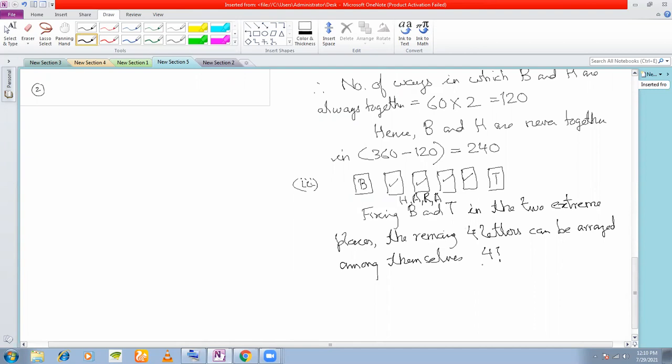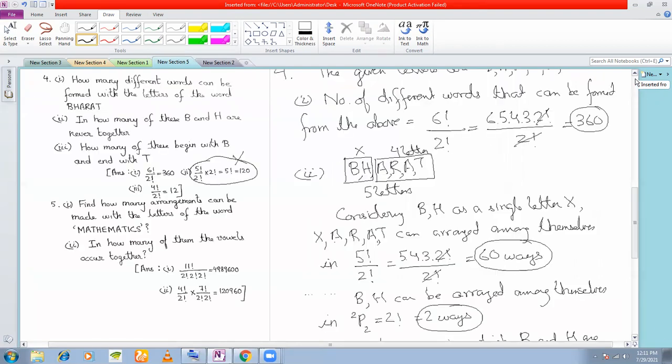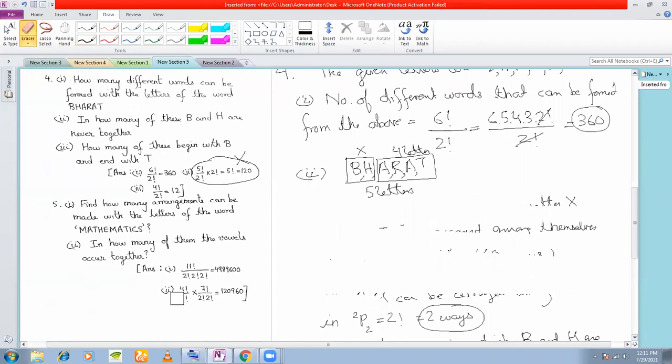So factorial 4. But because A is repeated, we'll divide this by factorial 2. So this is 12. So in how many arrangements does it begin with B and end with T? This is only in 12 ways. Clear? Yes, sir. Okay. Moving on to the next problem.